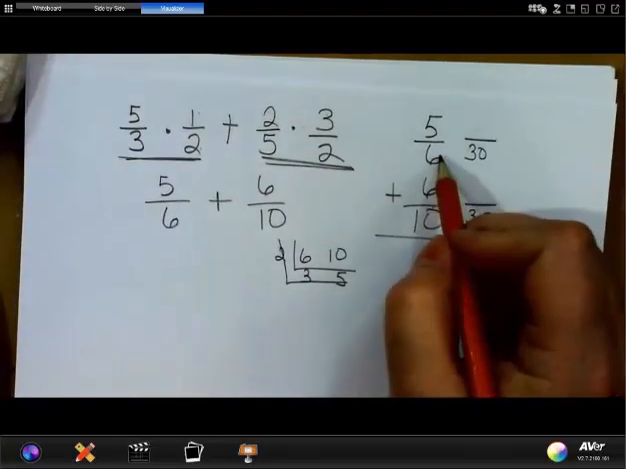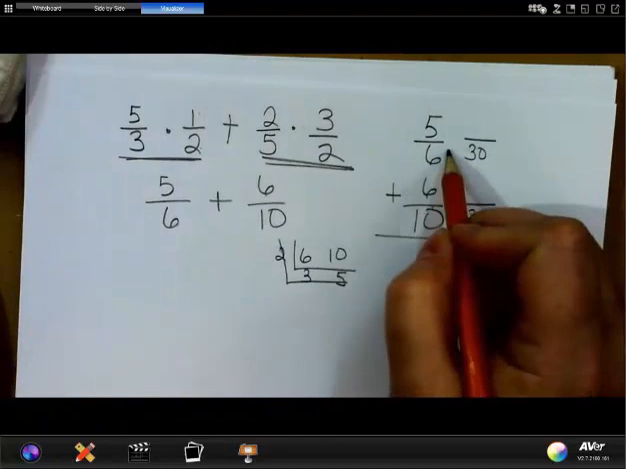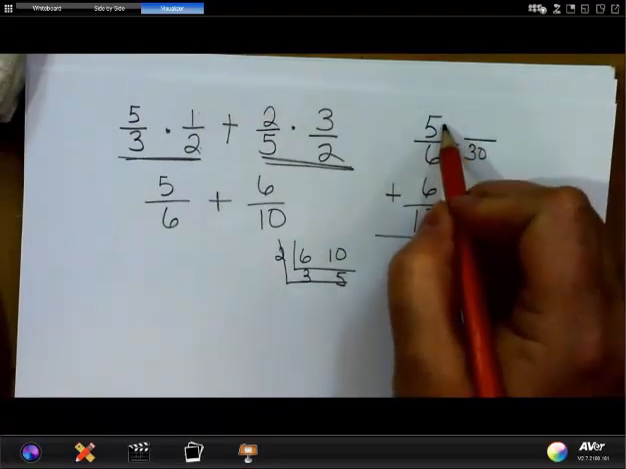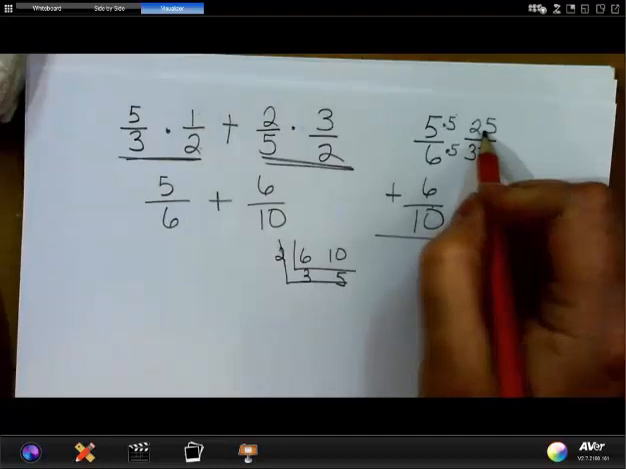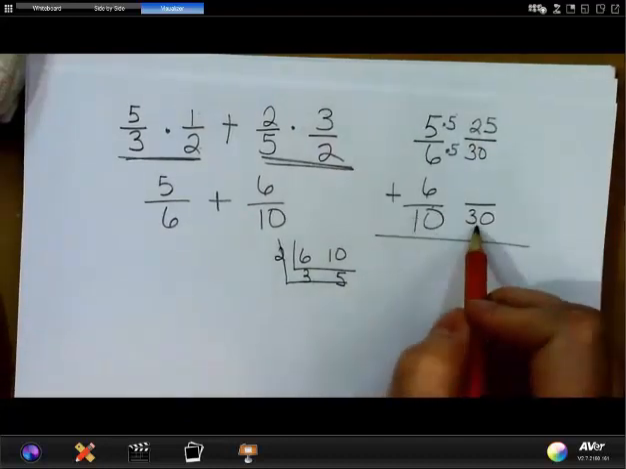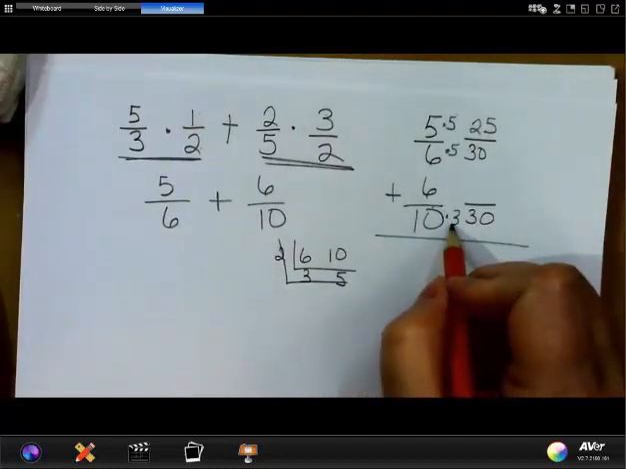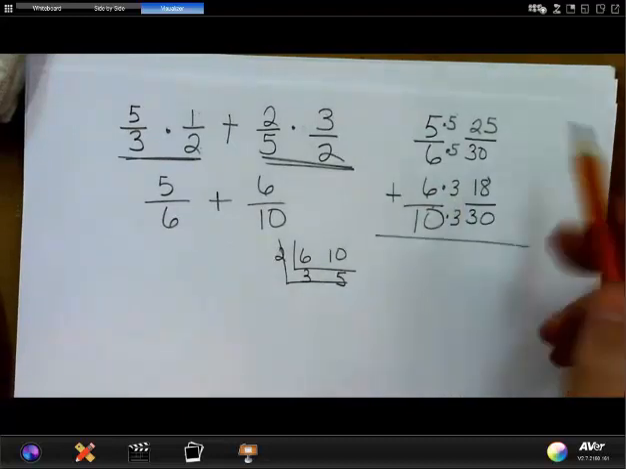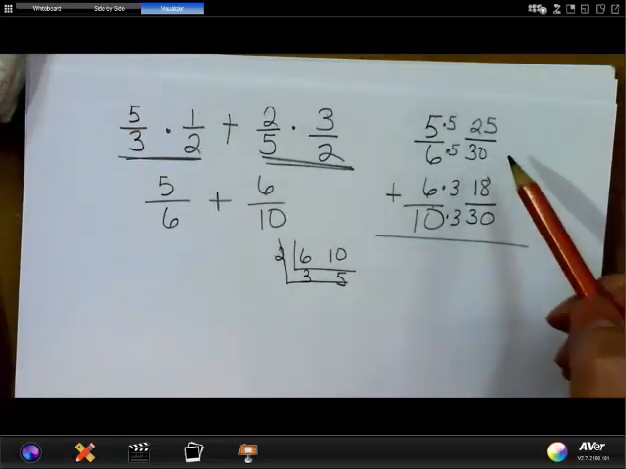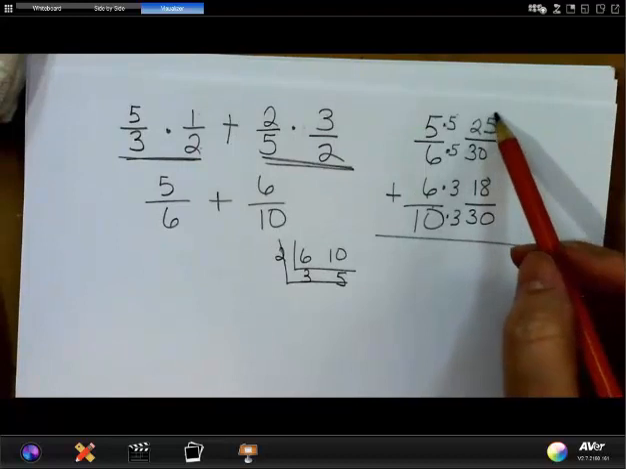What do I multiply times 6 to get 30? 5. You have to do the exact same thing to the top. 5 times 5 is 25. What do you multiply times 10 to get 30? 3. So what's 6 times 3? 18. So now let's add.